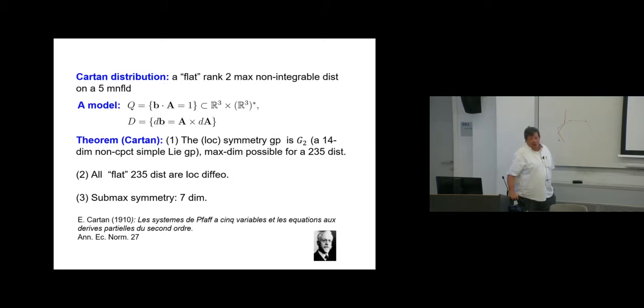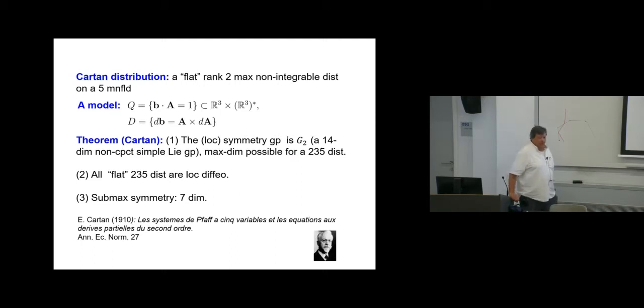Nowadays, if you open up Wikipedia, it is defined, I think, as the automorphism group of the octonions. You know, complex numbers, quaternions, octonions. But that's not how Cartan defined it in his thesis. He defined it as the automorphism group of a certain rank 2 distribution on a 5-dimensional space. Which is the star of this talk.